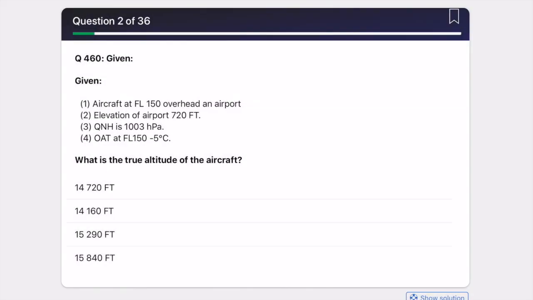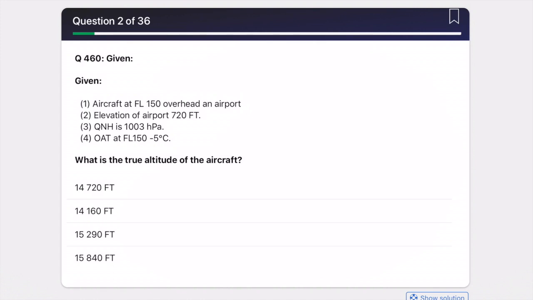As you can see, this might be a little bit more complicated. There are more values also given. Aircraft at flight level 150 over an airport. Elevation of the airport is 720 feet. The QNH is 1003 hectopascal, and the outside air temperature at flight level 150 is -5 degrees centigrade.